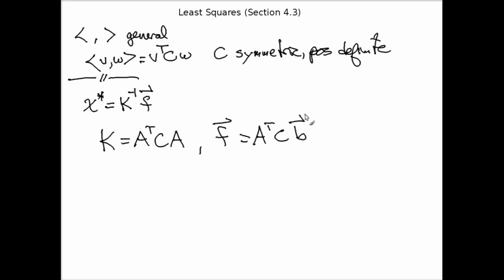And how's this different from what I had before? Well, the only difference is that this term C here, in the previous case, C was equal to the identity, and now that's an extra factor to take into consideration.